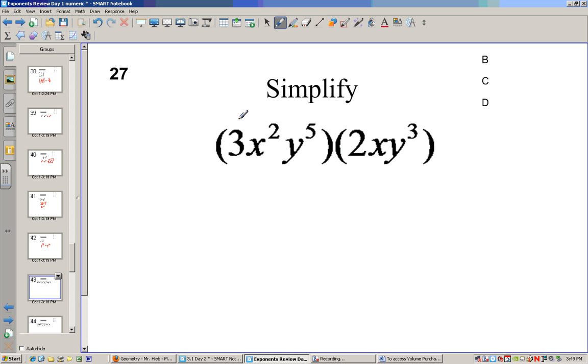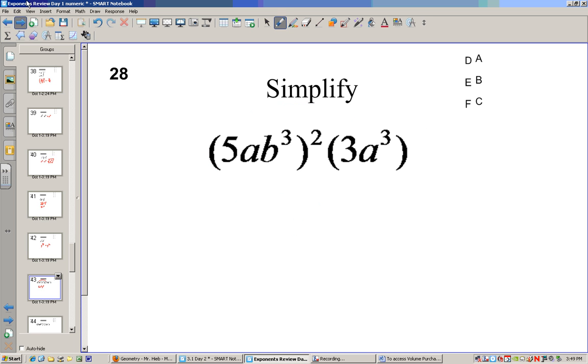Now we're starting to get into a little bit trickier situations. You just multiply like terms. 3 times 2 is 6. X squared times x is x to the 3rd. Y to the 5th times y to the 3rd is y to the 8th. All right. 5 times 3 is 15.